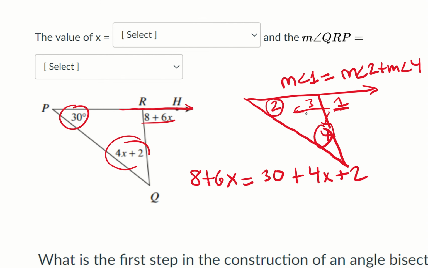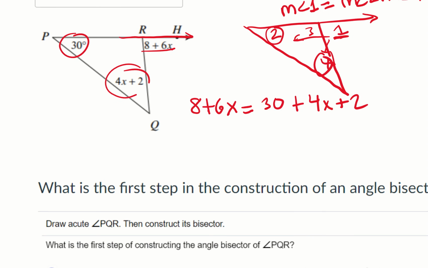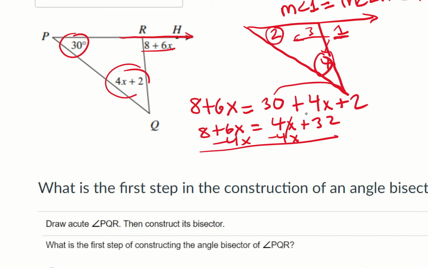So we add those together, and then we have an equation that we can solve for x. So 30 and 2 is 32. So we have 8 plus 6x equals 4x plus 32. Let's go ahead and subtract 4x on both sides, just to get rid of the x on the right side. So 8 plus 2x equals 32.